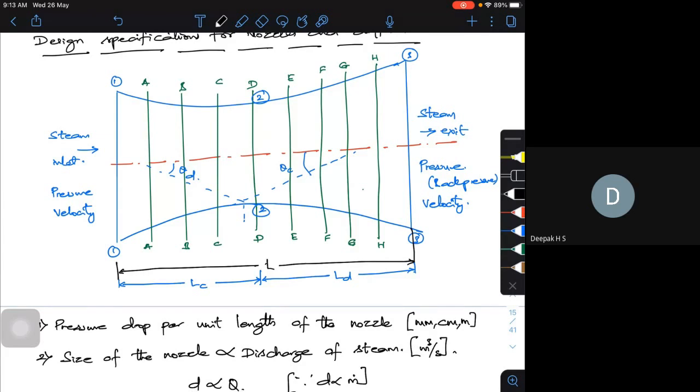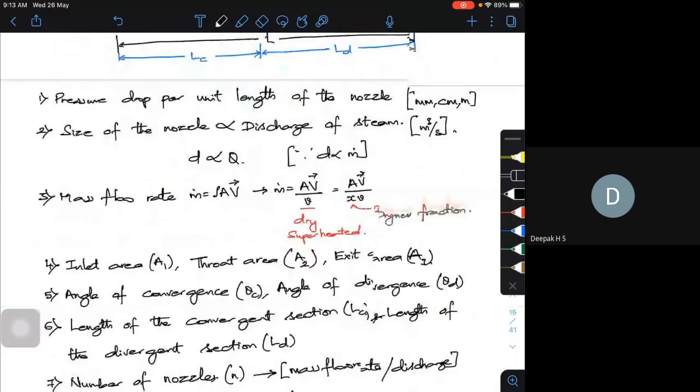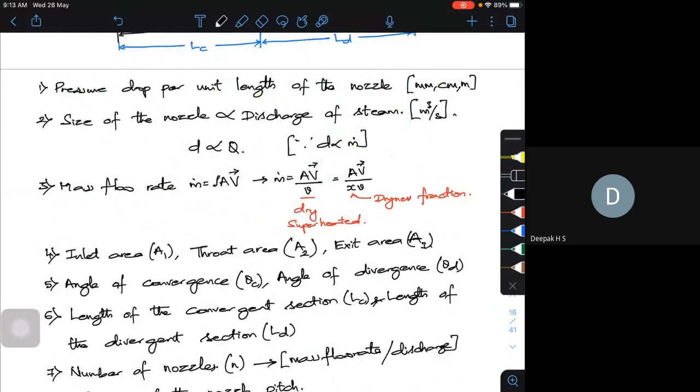So your mass flow rate will remain the same, but your area, your velocity, and your specific volumes are different at each and every section along the nozzle. That you also have to keep in mind when trying to use this equation. Wherever the steam becomes wet, I need to consider a dryness fraction. So what about the diffuser?